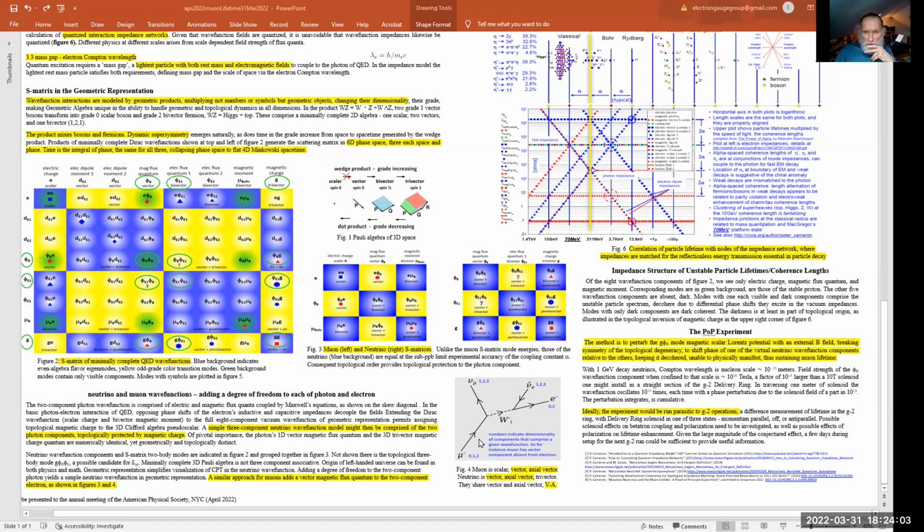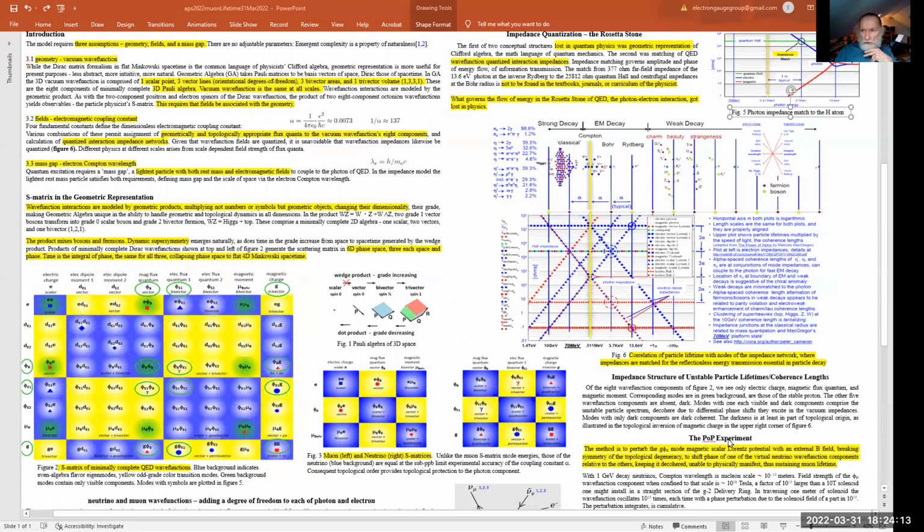And you can see here the muon is a scalar, vector, and an axial vector. Neutrinos are vector, axial vector, and trivector. They share the vector and the axial vector. This is the V minus A coupling.